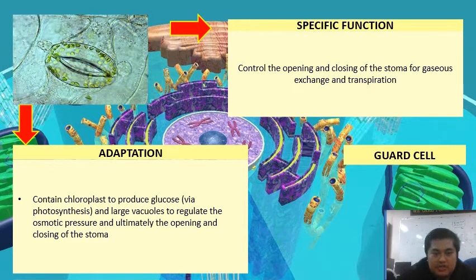So the adaptation, it contains chloroplasts to produce glucose via photosynthesis, and a large vacuole to regulate the osmotic pressure and ultimately the opening and closing of the stoma.